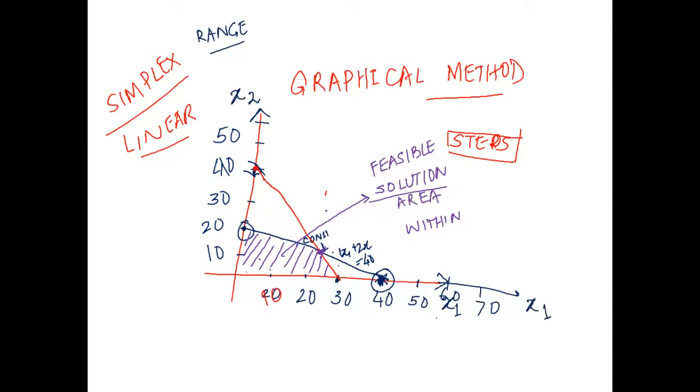Also note one point here. Please note down carefully that in the problem of maximization, this is the area we are seeing, but in the problem of minimization, if it happens to be Z min, it will be opposite. So suppose this is the intersection point, then the feasible area will go outside. This will be the feasible area outside.